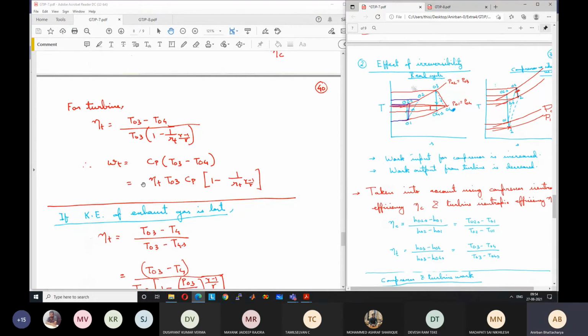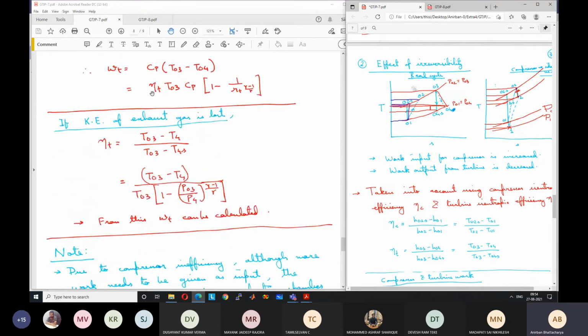One point is that sometimes in calculations, it is considered that the kinetic energy of the exhaust gas is lost, and that is also taken into consideration. So instead of stagnation properties at the exhaust point, we just consider the static properties, because that extra kinetic energy that was present there, we are not being able to use.